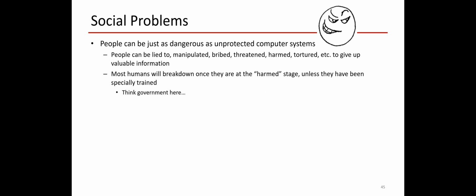So, social problem. Why is this computer system a social problem? Because we trust it and we are using it. Most humans will break down once they are at the human stage, unless they are especially trained. So it is easy to break someone's mind, someone's mental state.